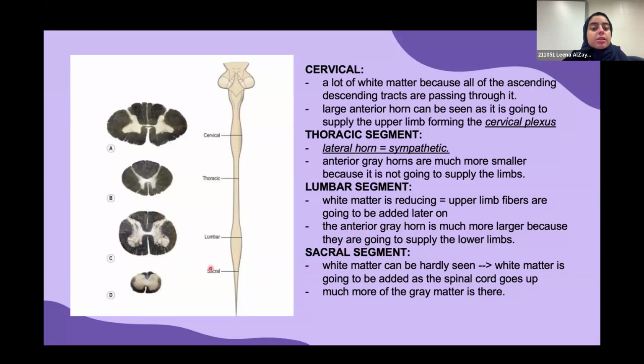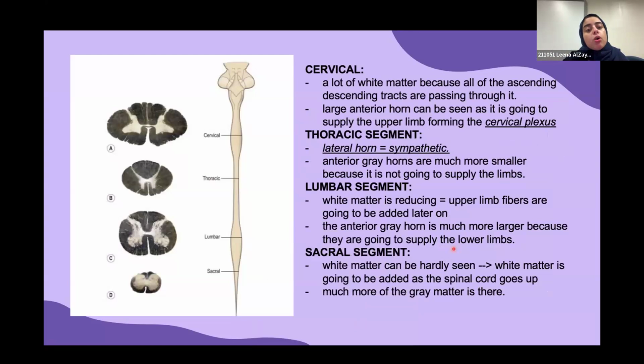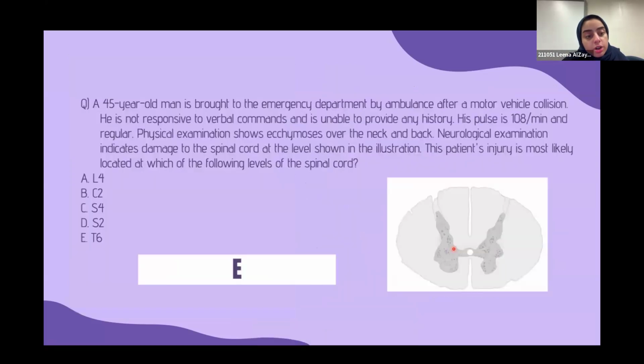The sacral segment is a lot of gray matter and much less white matter because you have more of the cell bodies rather than the axons, because all the axons already separated in the cervical region, in the thoracic region, in the lumbar region. That's why over here in the question, you can compare the images, which you're completely right about. The correct way to think about it is that there is the lateral horn here, but you can also see this butterfly shape that you could compare to the picture and say, oh, this is the thoracic. So that's why the answer is E.